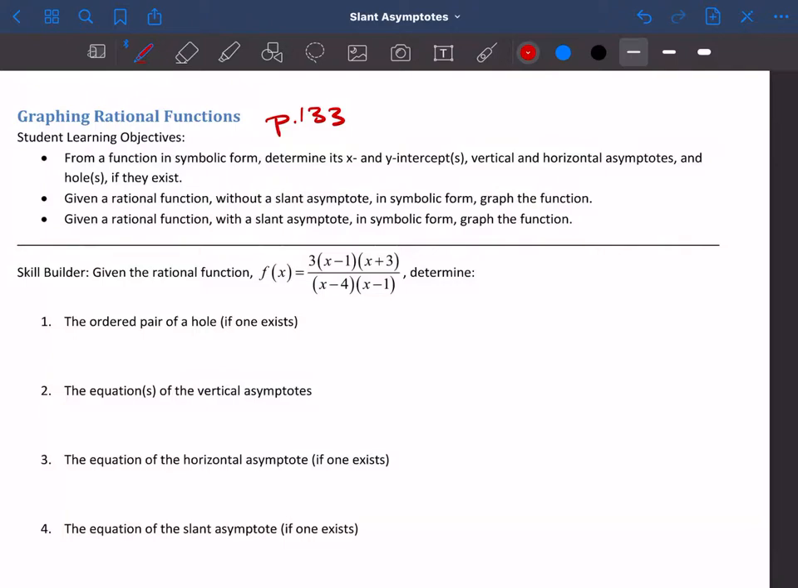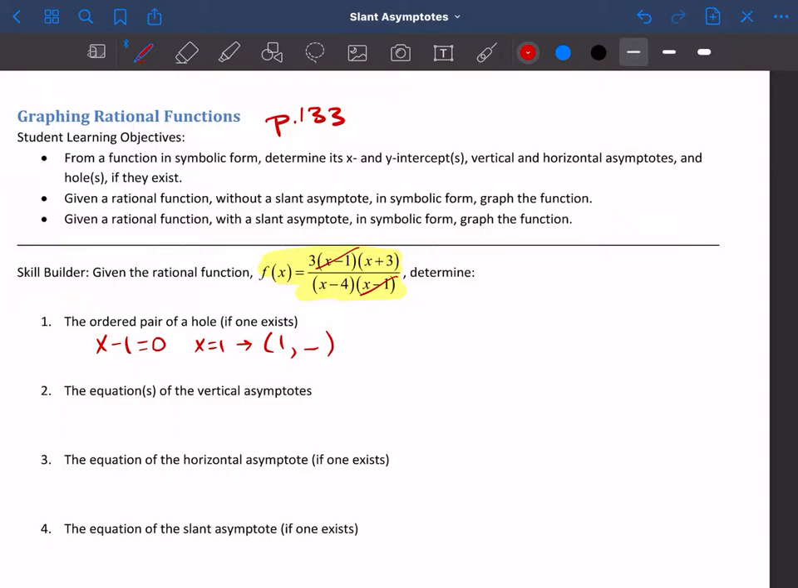So here we're given the following rational function. And the first thing we're going to do is look to see if we have any holes. And we see that we actually do have a hole. We have a common factor of x minus 1. So that x minus 1 is going to provide the x coordinate for our hole. We set that factor equal to 0 and we find x is equal to 1. So that's going to lead us to the x coordinate of our hole, and our hole is always going to be an ordered pair. So now we need to locate the y value.